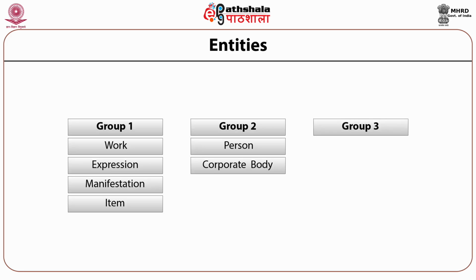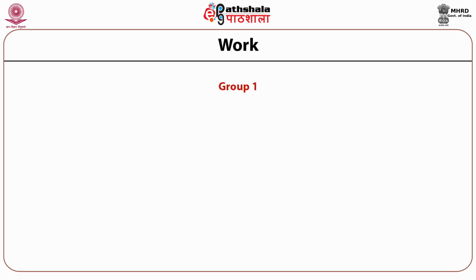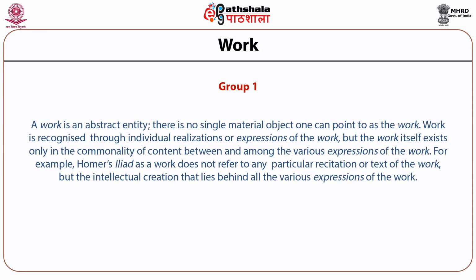Group 3 consists of entities: concept, object, event, place. What do you mean by work? A work is an abstract entity. There is no single material object that one can point to as the work. So, you cannot say any single material object is a work. So, what is a work? A work is recognized through individual realization.